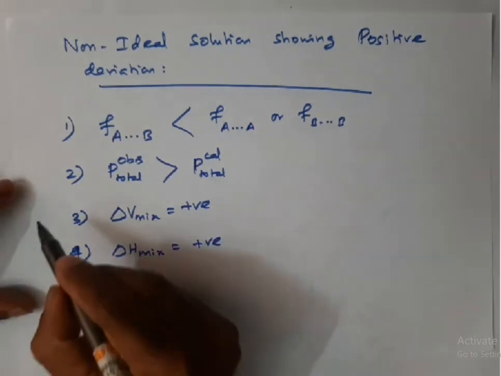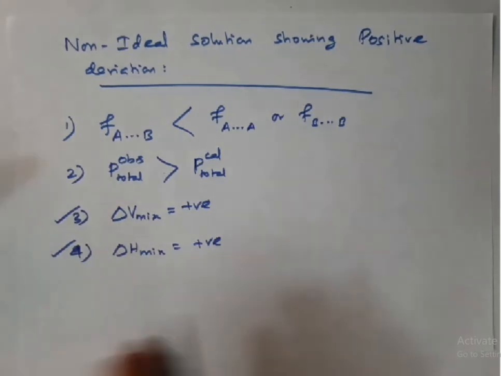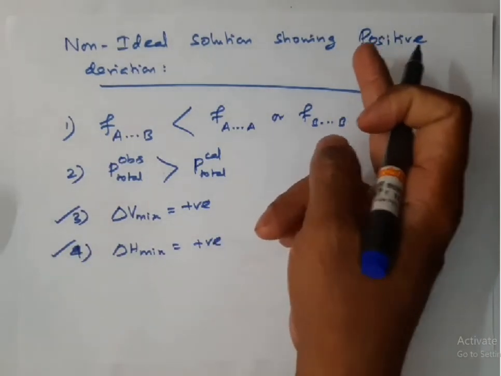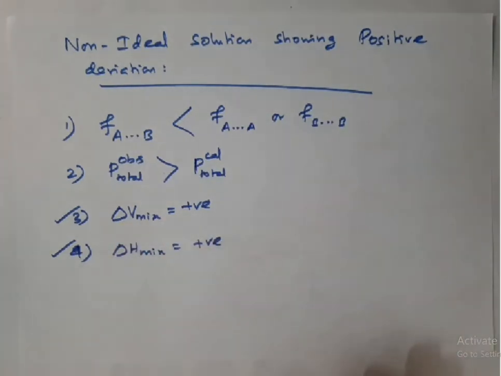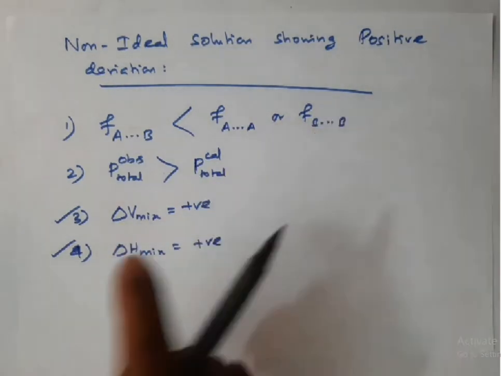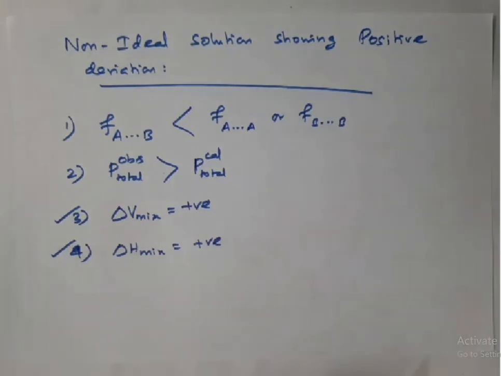Okay, remember students, these two you can answer easily. If the solution shows positive deviation, these two should be positive. If the solution shows negative deviation, these two should be negative. Simple. If the solution is an ideal solution, in that case both are 0. Okay, we have seen this in the last class, right?